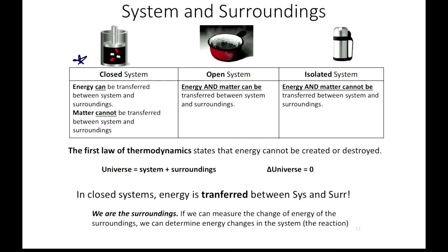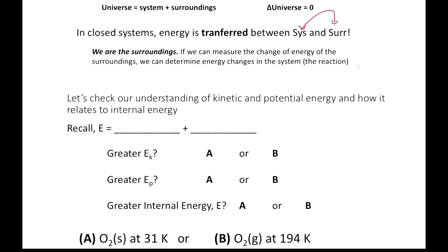Since energy can be transferred between system and surroundings, we can use the first law of thermodynamics and say that the energy of the universe does not change, so whatever the system loses, the surroundings gain. Or the other way around: if the surroundings lose energy, the system gains energy. We are the surroundings, so oftentimes the measurements we make we have to relate back to the system in some way. So let's do an example.